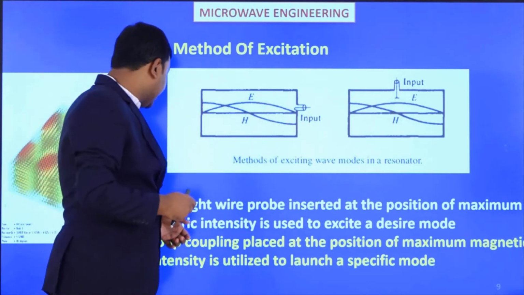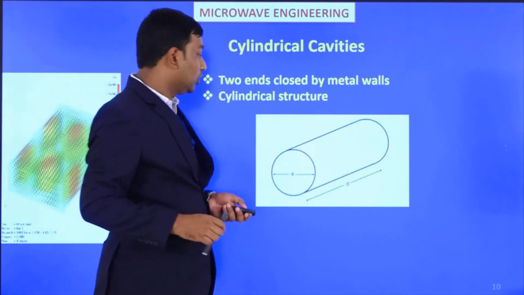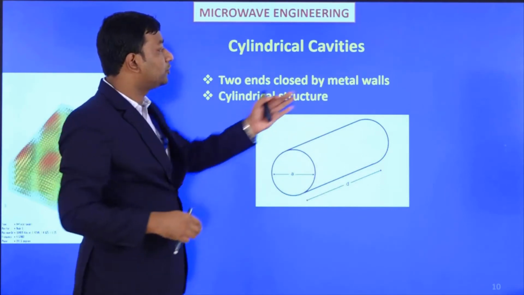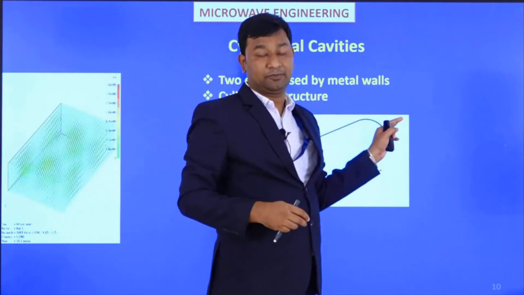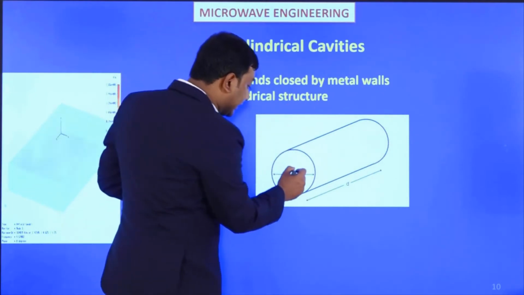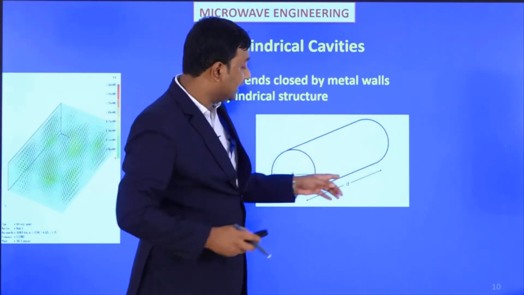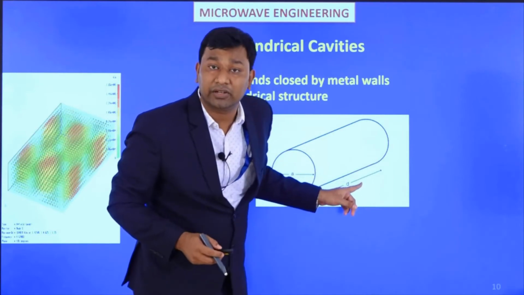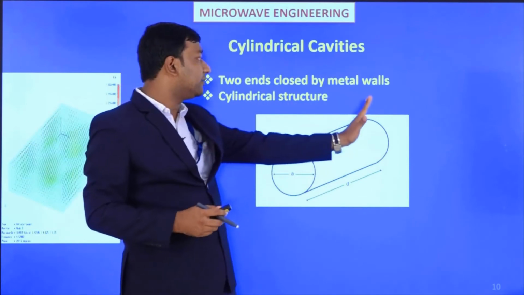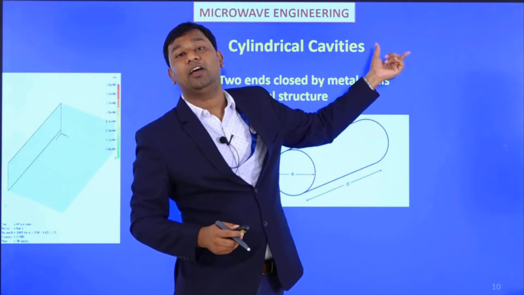Now we'll see another cavity, that is the cylindrical cavity. Whatever the method, in all cavity resonators the two ends are closed by metal walls. Same thing, but here the structure is cylindrical. We can consider the diameter d equal to 2a, and the length also equal to d, or you can consider the length equal to L. So those are the cylindrical cavities. Here both ends of the cylinder are closed by metal walls.